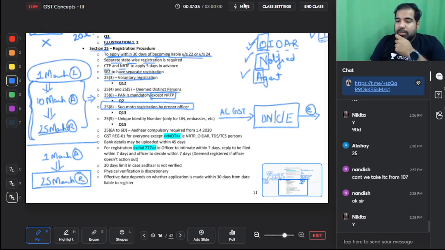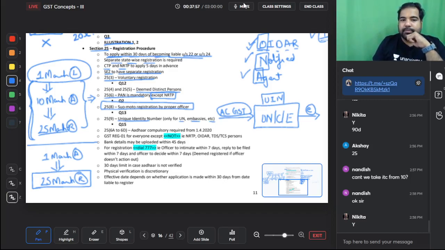So for them, because they are very important people, the government had said that you can take a unique identity number. It's not a registration, but it's just a number you take, and that number will help you get a refund of this GST that you've paid. So unique identity number is only for UN, embassies, consulates, etc. How many embassies, consulate in India? 11. That's a shortcut ahead in returns chapter.